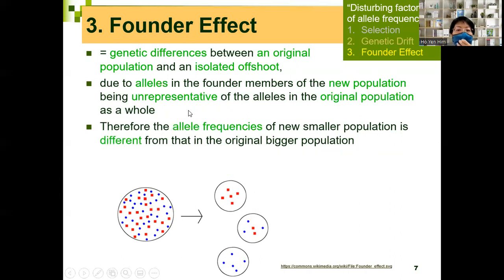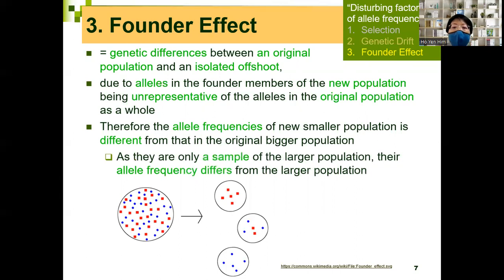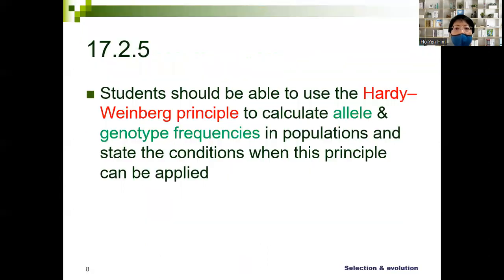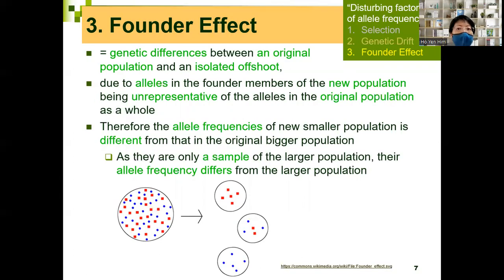So therefore, the allele frequency of the new smaller population is different from the original bigger population. As they are only a sample of the larger population, the allele frequency differs from the larger population. So when you take a sample, it is not exactly the same as the original. So a slight change is happening here in the founder effect. Okay. So that's all for selection, genetic drift, and founder effect causing a change in allele frequency.